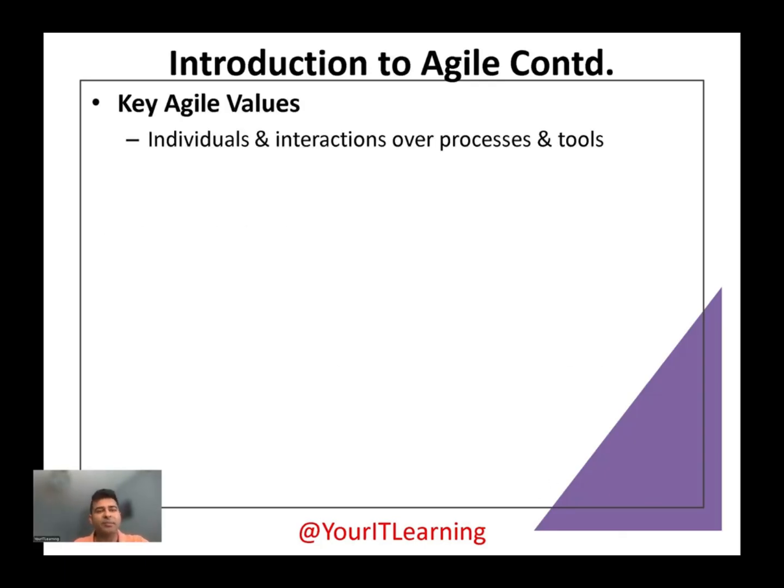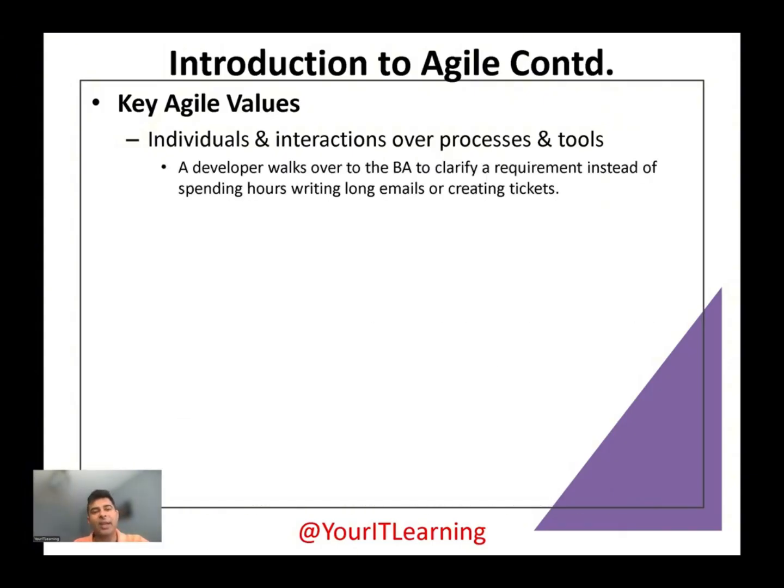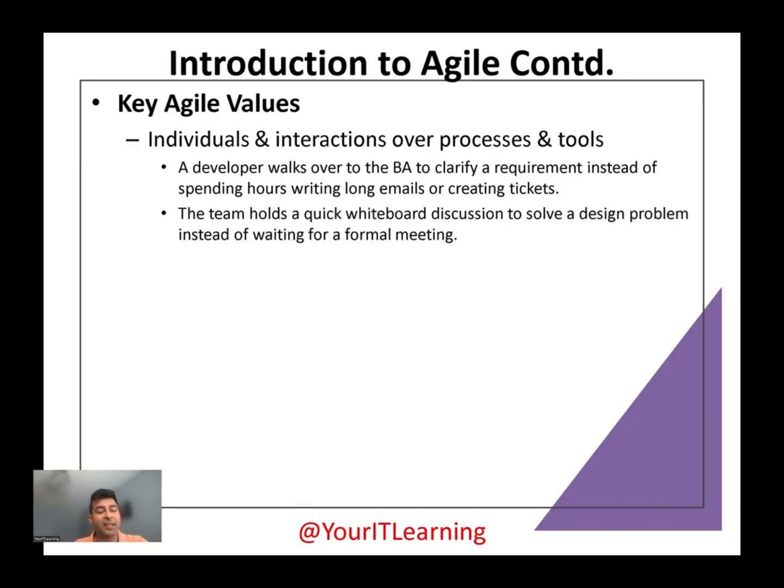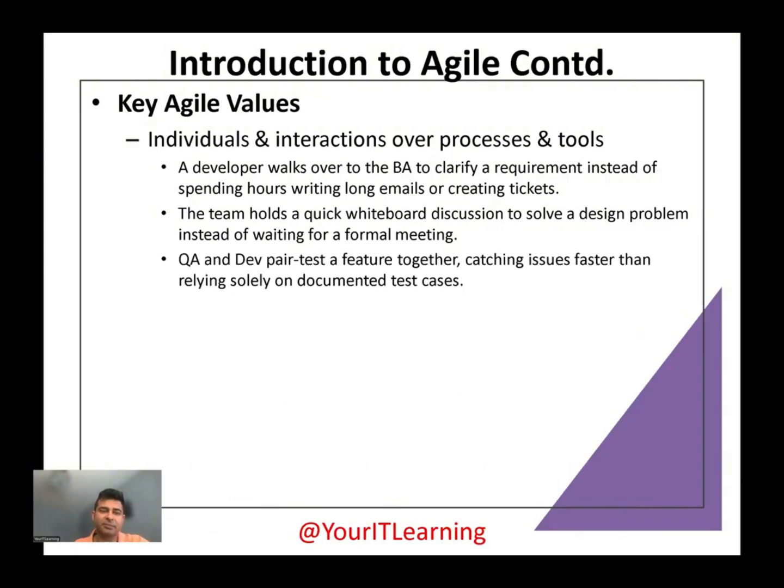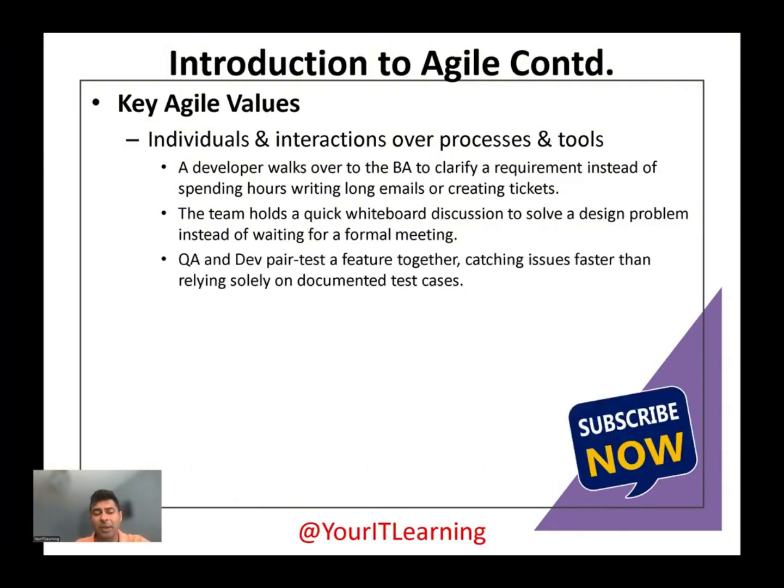Key Agile values: individuals and interactions over process and tools. For example, a developer walks over to a BA to clarify a requirement instead of spending hours writing long emails or creating tickets. Another example: the team holds a quick whiteboard session or discussion to solve a design problem instead of waiting for a formal meeting. Because when you put up a formal meeting, not all the people will be available. So it's really good to just jump in and do the discussion on a whiteboard.